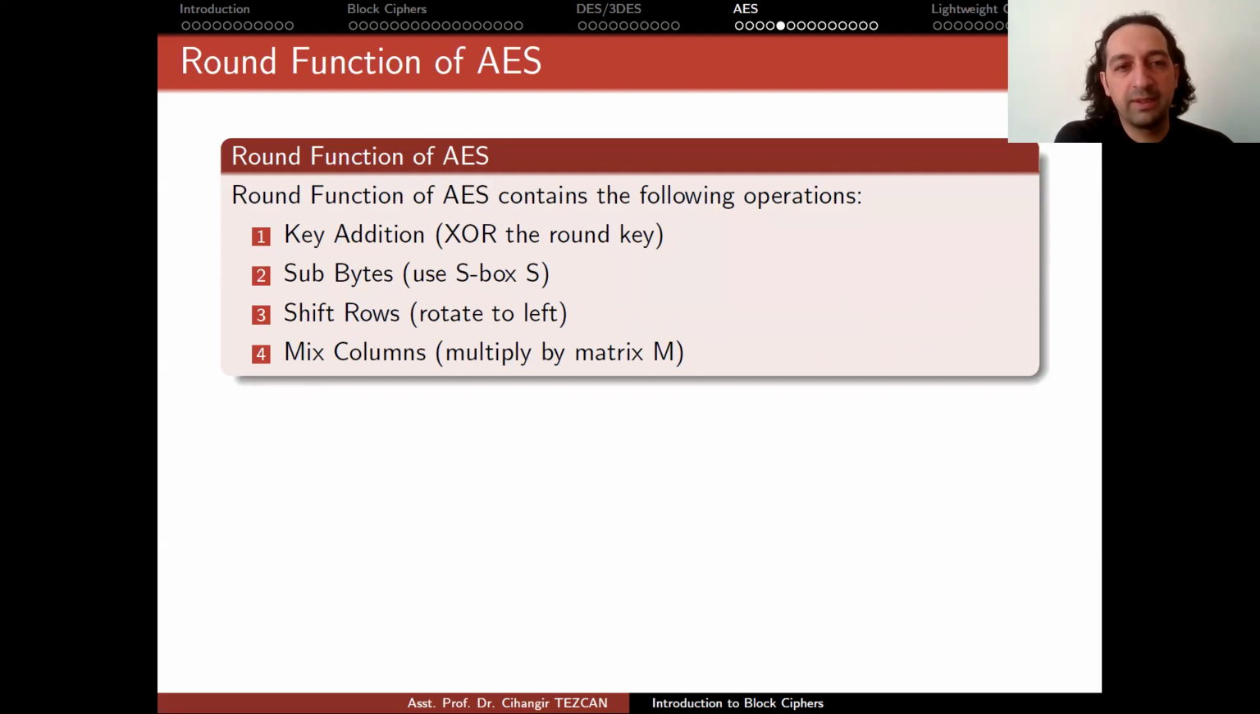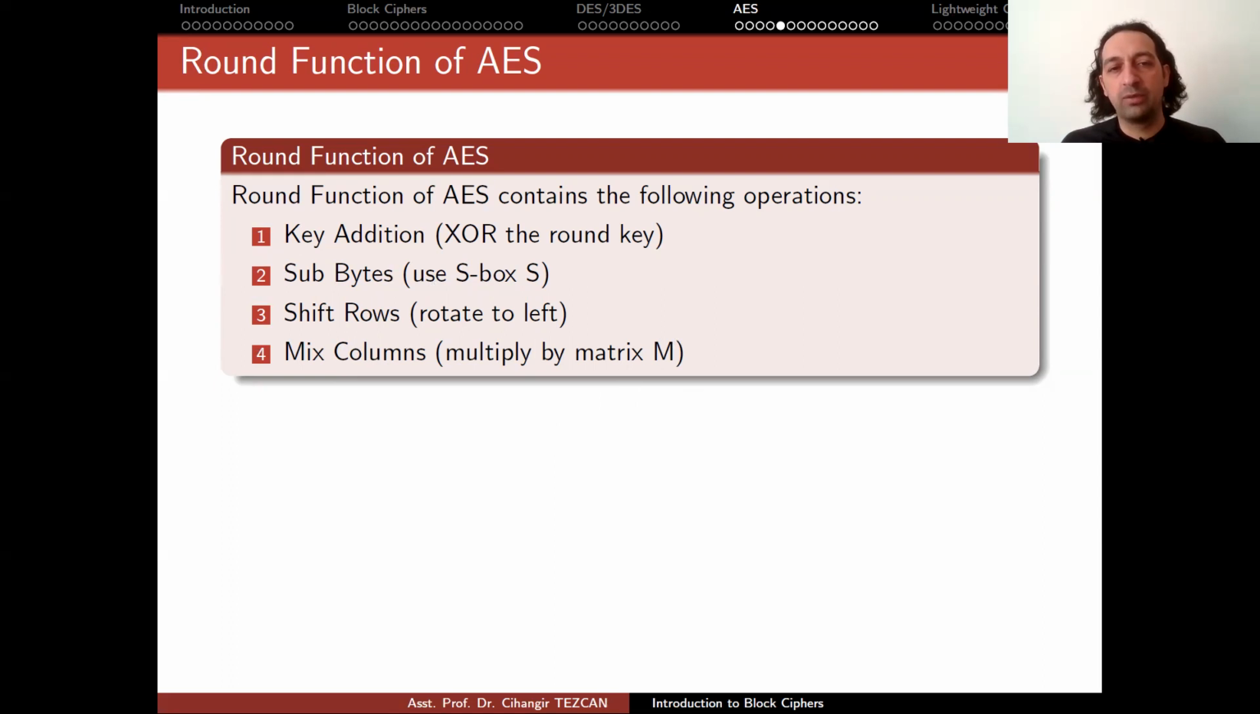The round function of AES is designed as follows: key addition, SubBytes, ShiftRows, and MixColumns. As you can guess, key addition is XOR with the key. So this is the key addition layer. In the SubBytes layer, we use S-boxes, so this is where the confusion layer comes from. And ShiftRows and MixColumns both represent the diffusion layer.